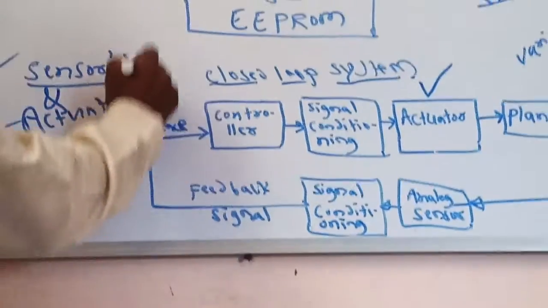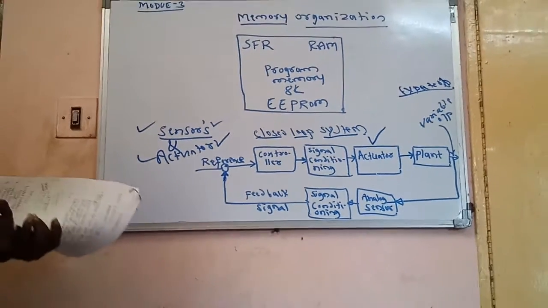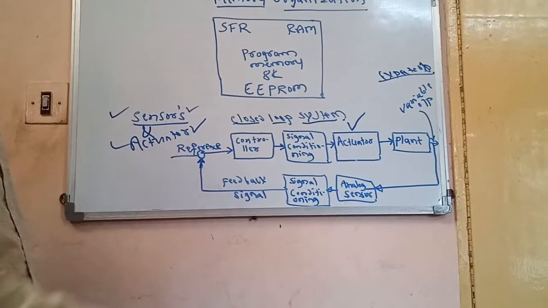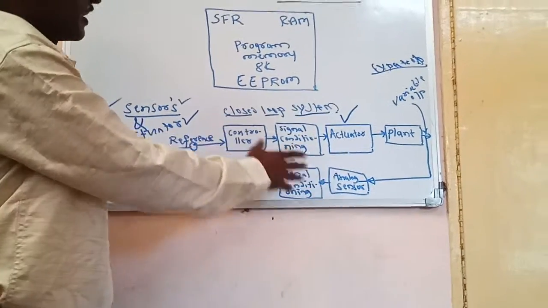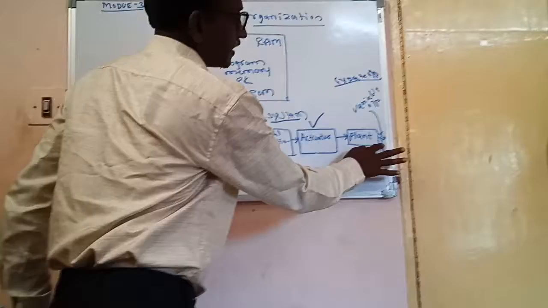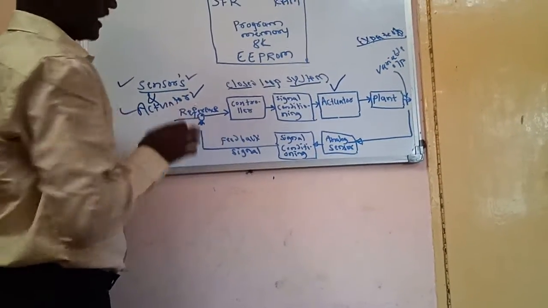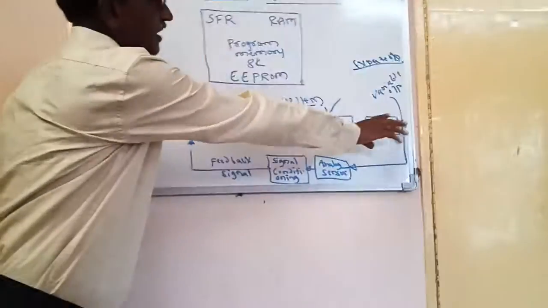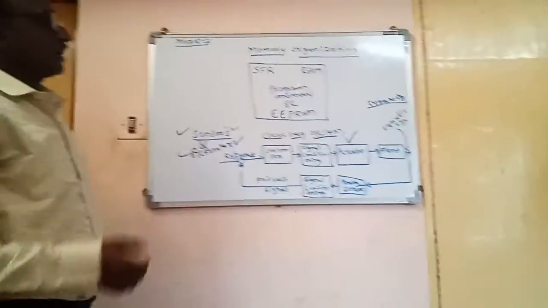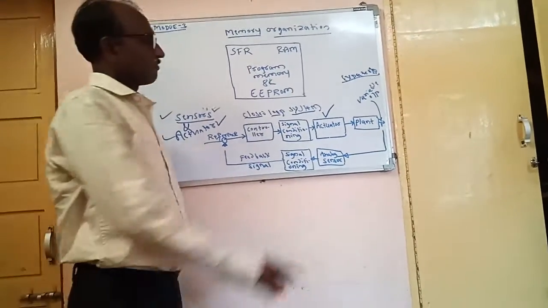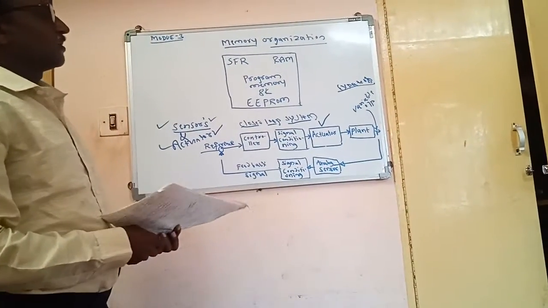So sensors and actuators are most important in all process industries. Without these two devices, you cannot control the output. An open loop system is different. There is no feedback in an open loop system. If you remove the feedback, it acts as an open loop system. An open loop system does not contain any feedback. It is unstable, but a closed loop system is more stable.